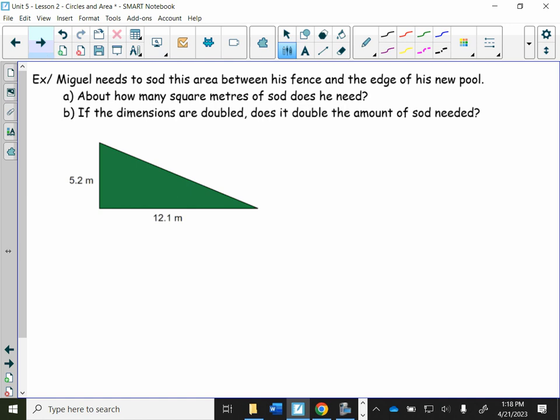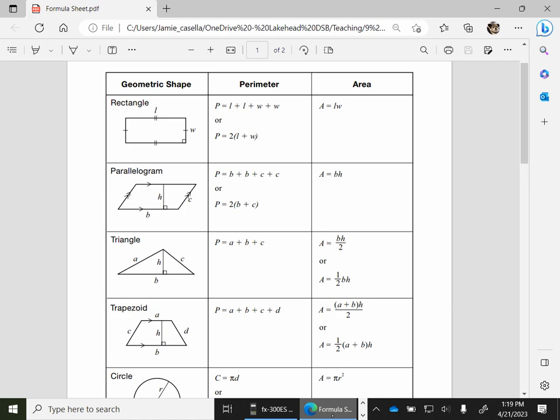Well, square meters are areas. That's meters squared or square meters. So I need the area of a triangle. Base times height divided by 2 comes right off our formula sheet. That's going to be a triangle.